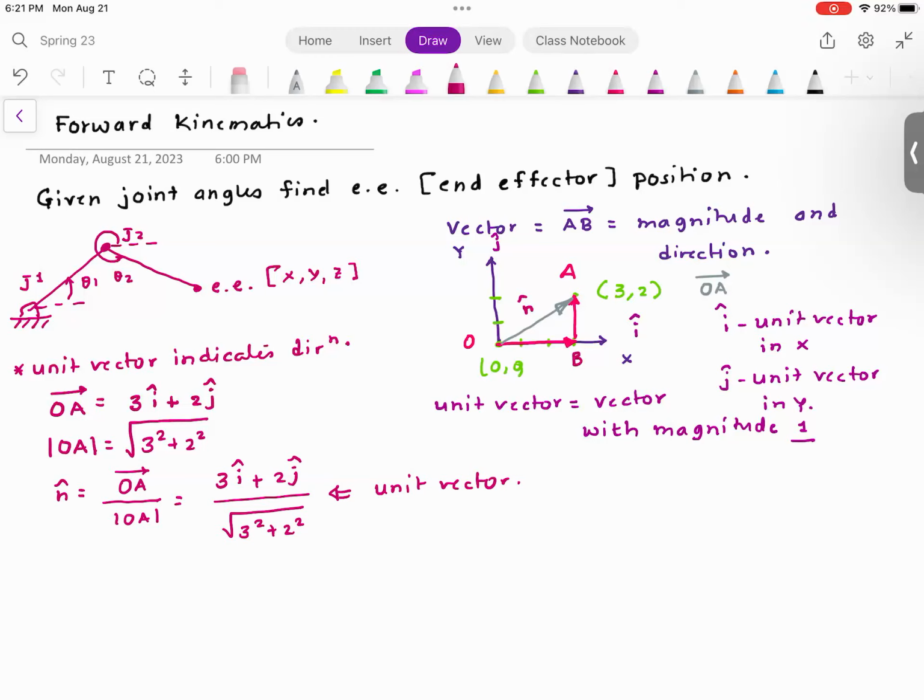So for that, I need to give you the coordinate system definition. So this is the coordinate system x, y, and z. We always use the right hand coordinate system. And how do you find out the right hand coordinate system? This is x, this is y, z is coming towards you. So always in robotics, we are going to use the right hand coordinate system.